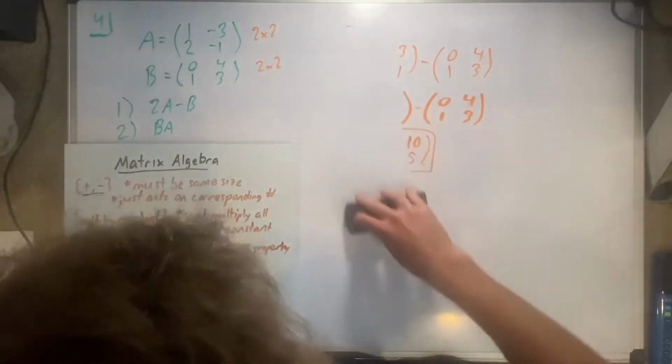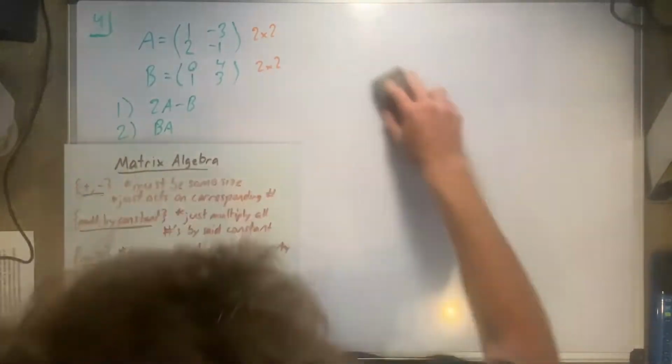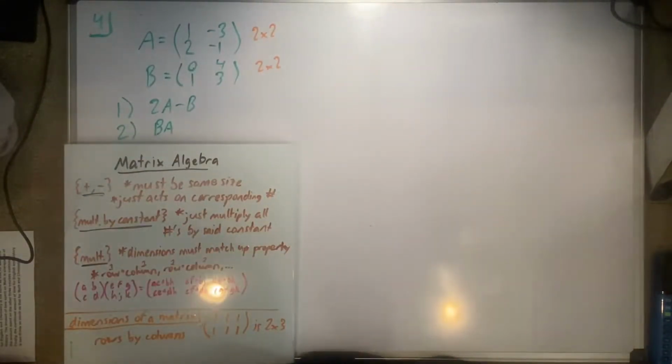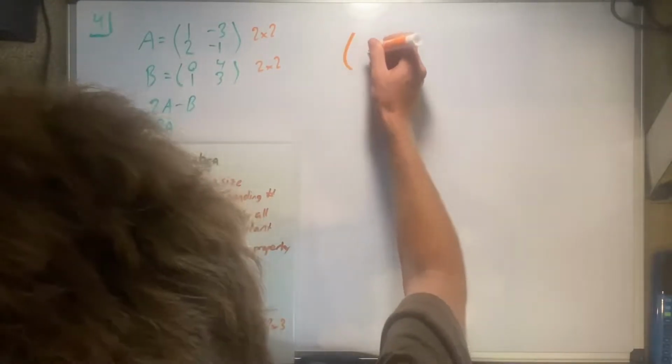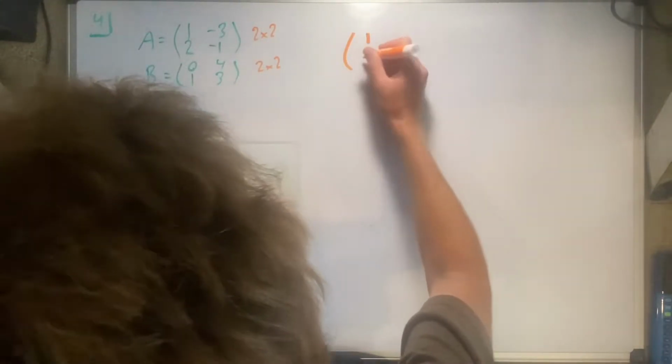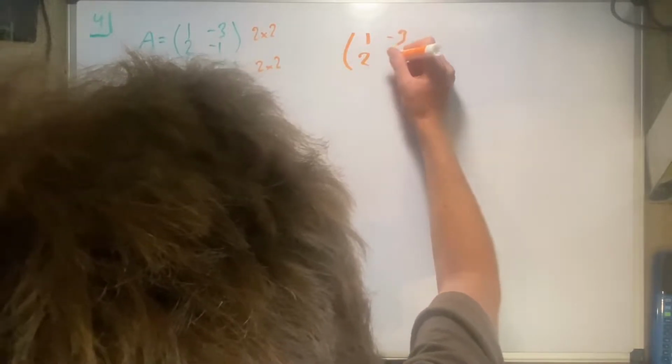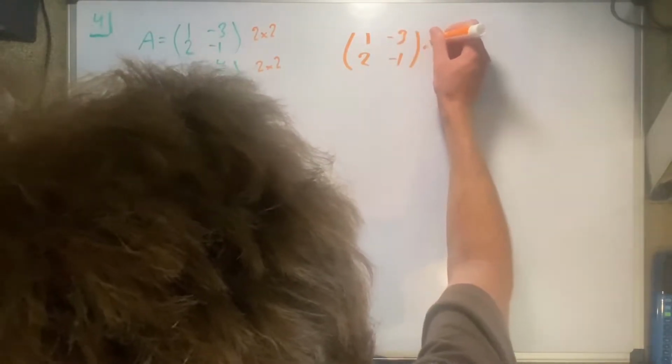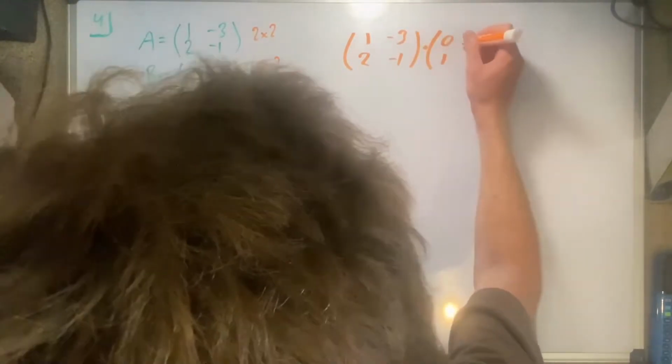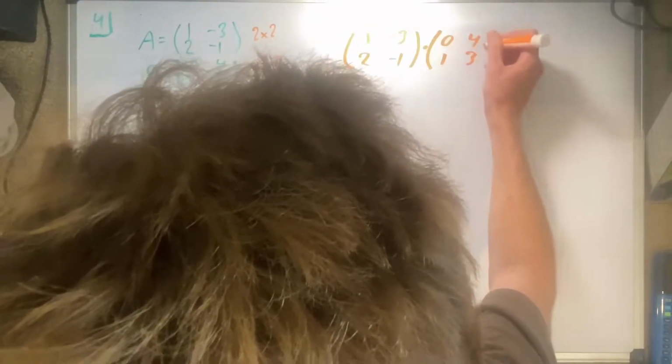Okay. Now we will solve number 2, BA. Now this is going to get convoluted and pretty big. So we are doing this problem here: 1, 2, negative 3, negative 1 times 0, 1, 4, 3.